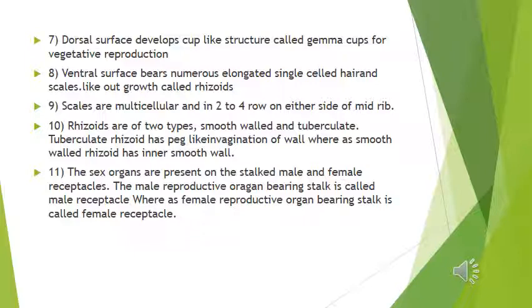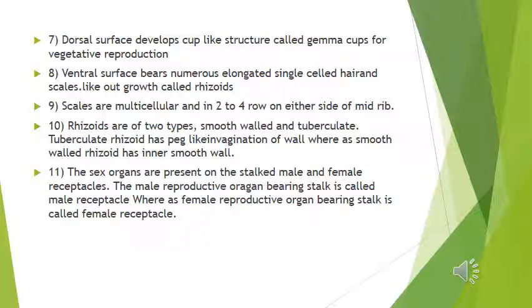The rhizoids are usually colorless and unicellular. Now in angiosperms you will see the roots perform the absorption of water and minerals from the soil. In the same way, here instead of roots, the rhizoids and scales are present, which perform the same function as roots. The rhizoids are of two types, smooth walled and tuberculate. Besides fixing the thallus to the substratum, they also absorb water and nutrients.